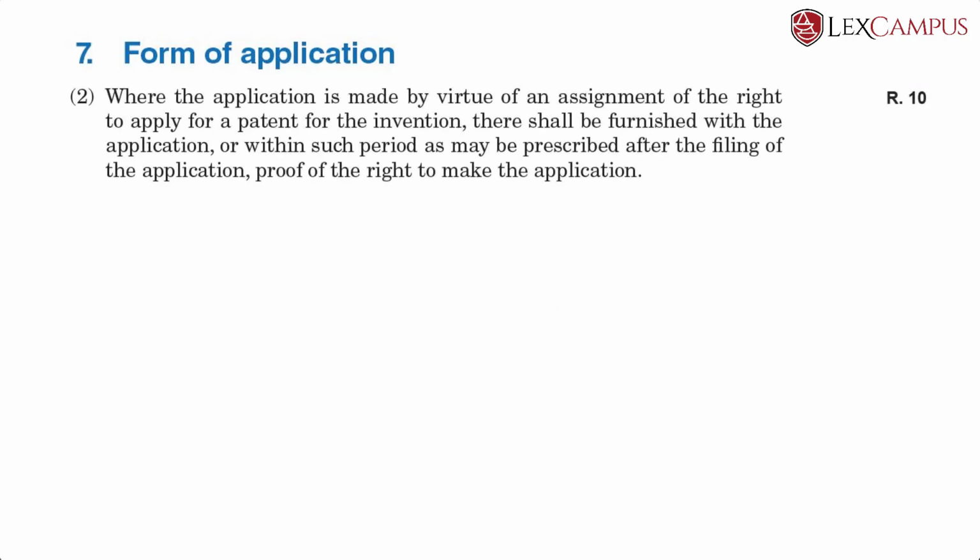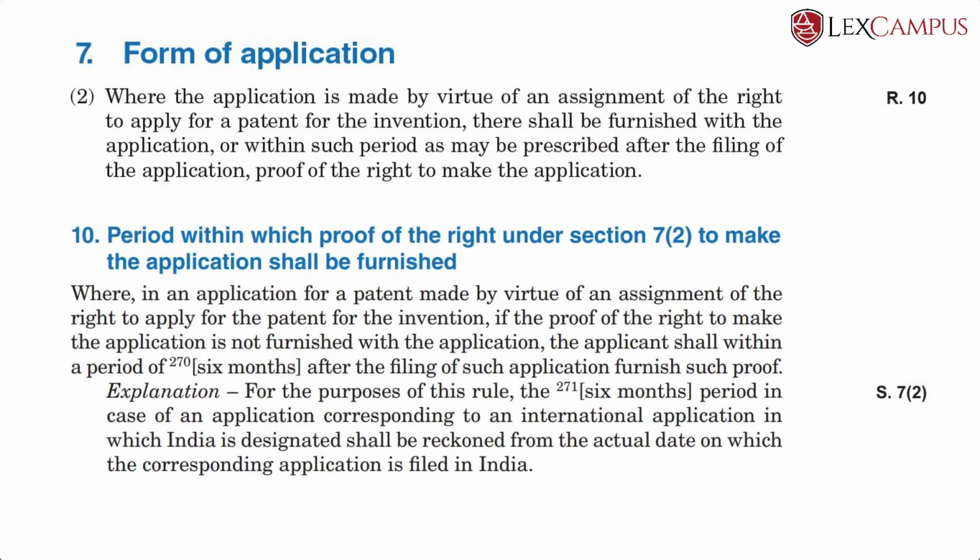Section 7.2 states that where the application is made by virtue of an assignment of the right to apply for a patent for the invention, there shall be furnished with the application or within such period as may be prescribed after filing of the application proof of right to make the application. Rule 10 is the corresponding rule. Now 7.2 tells us that the proof of right has to be furnished either with the application or within such period as may be prescribed after filing the application. That is prescribed in Rule 10.